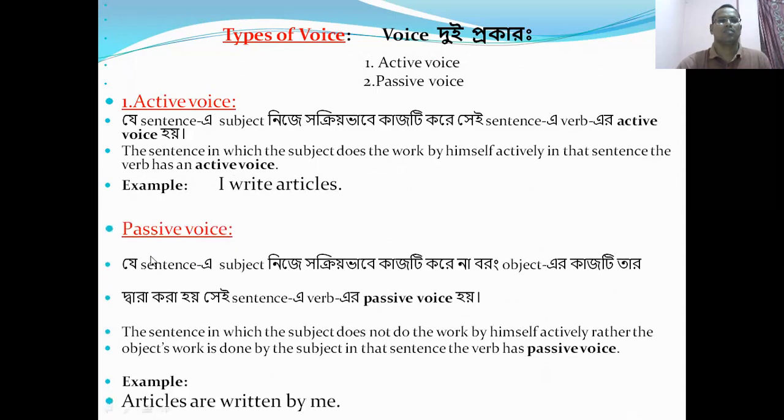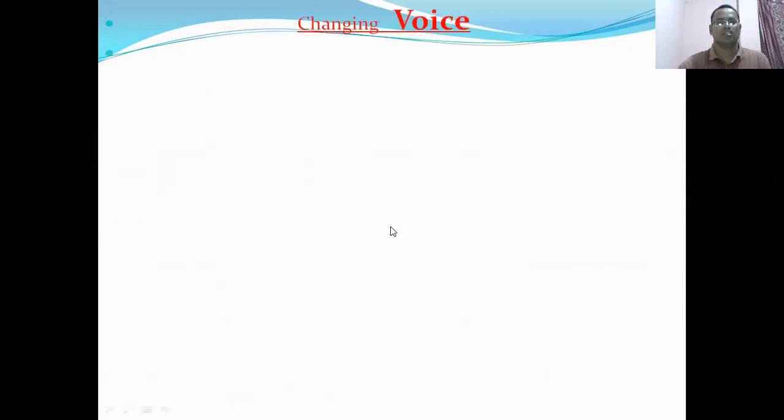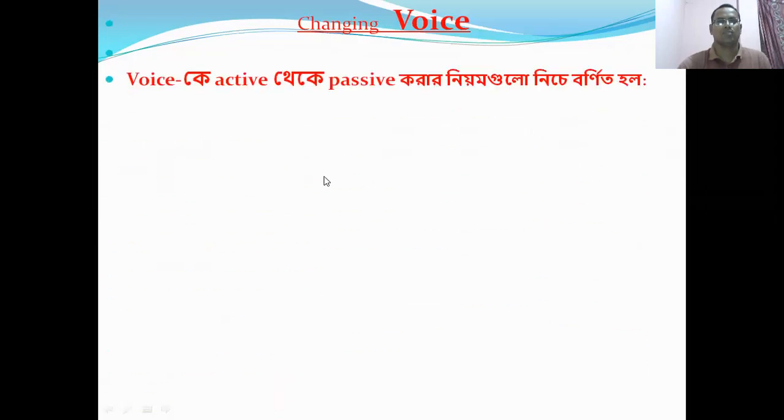Let's see what is passive voice. The sentence in which the subject does not do the work by himself actively, rather the work of the object is done by the subject. In that sentence, the verb has passive voice. Example, articles are written by me. This is the active voice example and this is the passive voice example. Let's see how we can change active voice into passive voice.